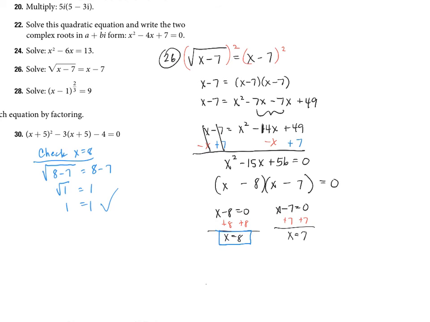Now we want to check the other one. So check x equals 7. So we have the square root of 7 minus 7 is equal to 7 minus 7. So 7 minus 7 is 0. The square root of 0 is 0. This one checks as well. So both of these are valid solutions for the equation.